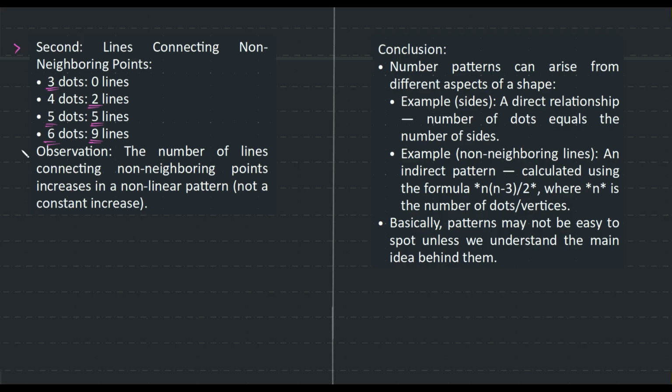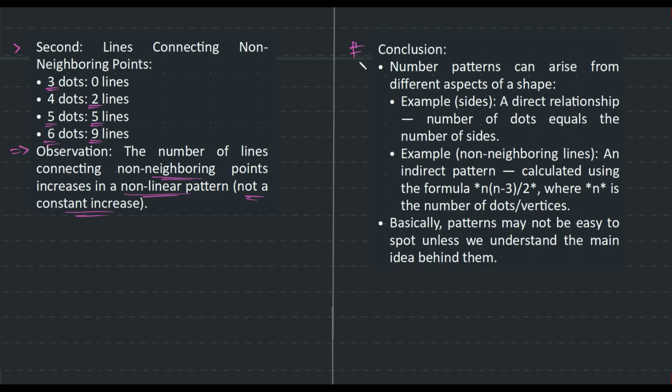No, right? So the number of lines connecting non-neighboring points, I've misspelled over here. This is not our spelling. So everywhere the neighbor spelling is wrong. So non-neighboring points increases in a non-linear pattern. So not a constant increase or decrease. We're not seeing that.